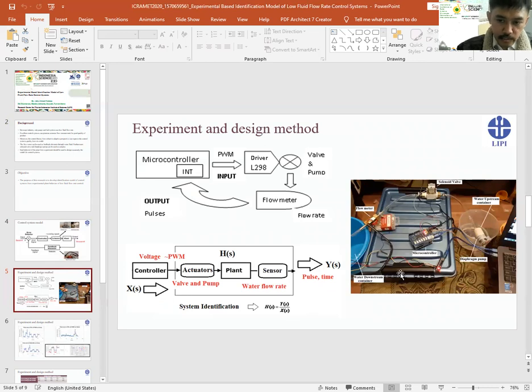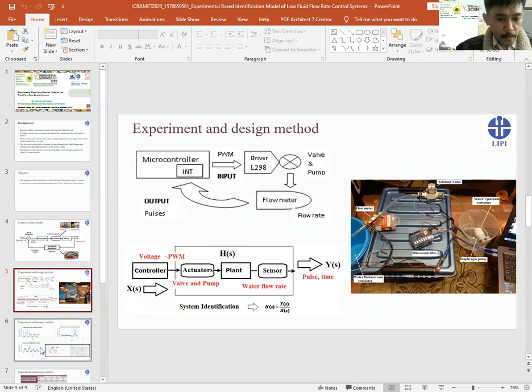So you can see this is the picture of an experiment. The microcontroller, we use Arduino. Included here is a driver, and in here a flow meter. This is the solenoid valve part. It is a pump. So in this picture, we are doing the experiment and taking some data.